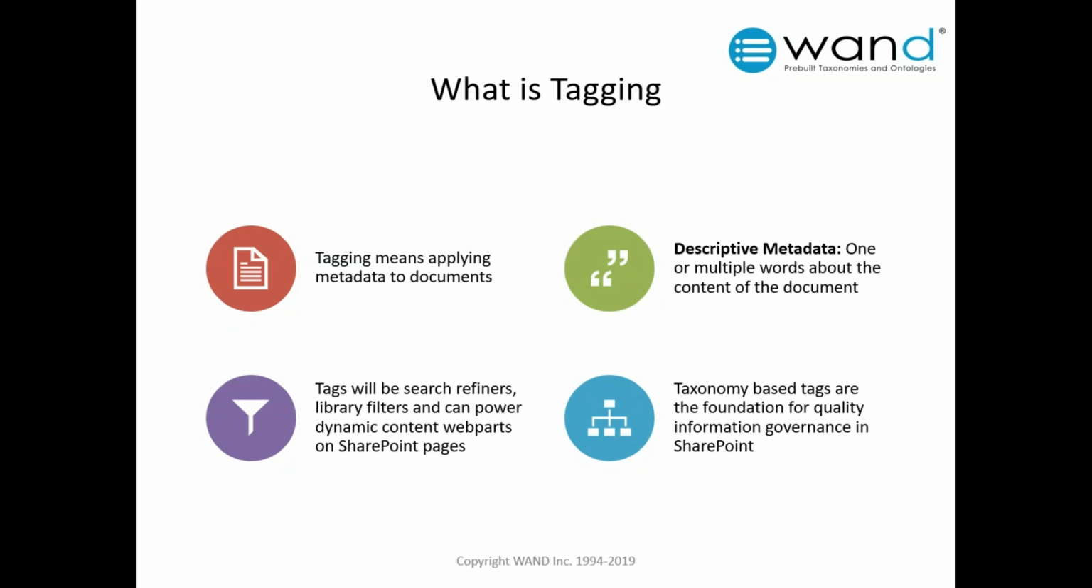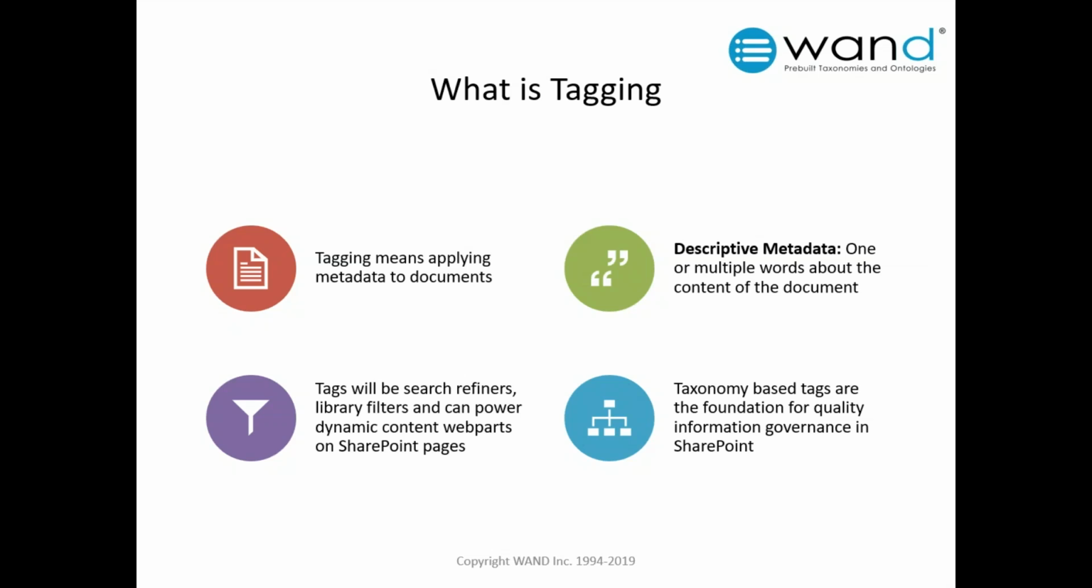So what we're really interested in when we talk about tagging and taxonomies is descriptive metadata. And I define descriptive metadata as one or multiple words about the content of the document. It's really describing the topic of the document, and that's where taxonomy is coming in as far as a common vocabulary of topics that we're going to use to describe the content of the document. And if we think of things from a search perspective or an organization perspective, it's really the descriptive metadata that's going to be most useful to help people find relevant information.